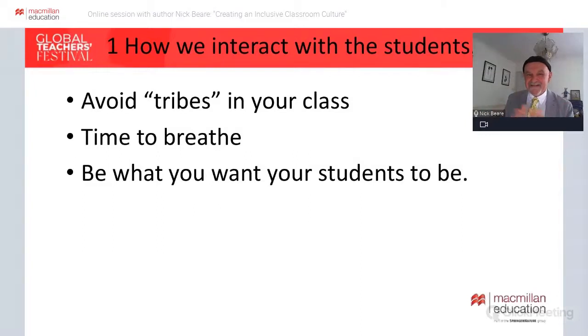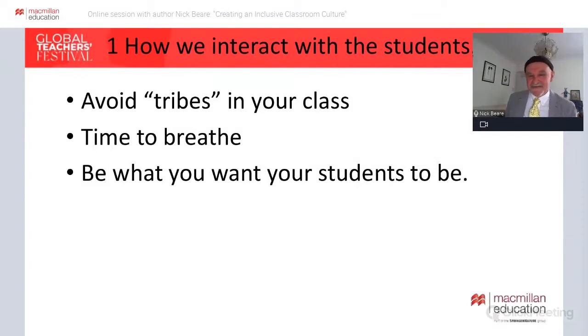And I think this is one of the most important ones. They're all important, actually. Be what you want your students to be. And we're going to talk about that. That's probably the most difficult one in many ways, but it's very, very important. Right, so let's look at each of these in detail.